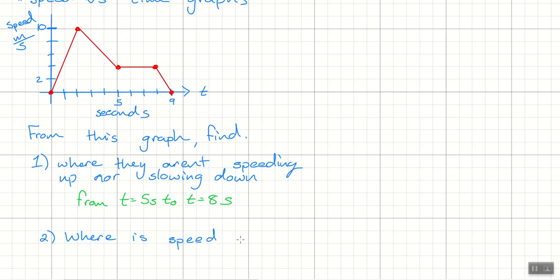Okay, before you answer, I'm going to need a mathematical justification. Where is speed changing the fastest? Now, I could ask this question, where is their acceleration the largest? But it's a weird wording there. I want you to answer that question.